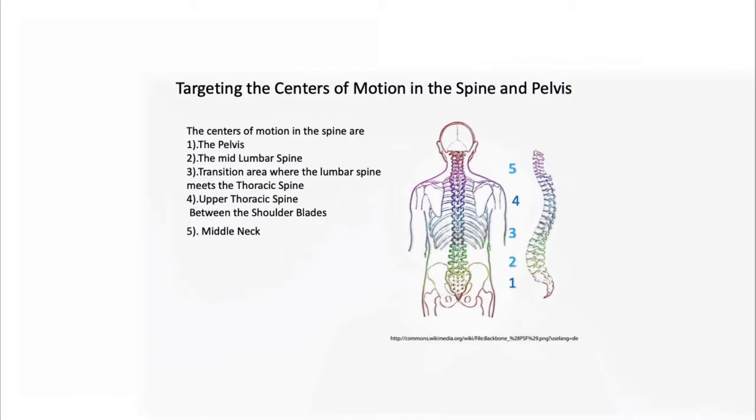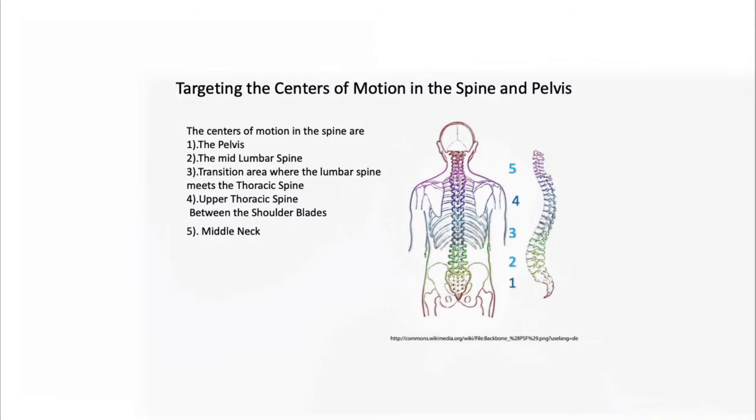As we move up higher, the area between the shoulder blades is another target area of problems in the spine. And the 5th one is just a little bit lower than the center of the neck, around the 5th cervical segment in the neck, and that's another transitional area that we use to direct motion.